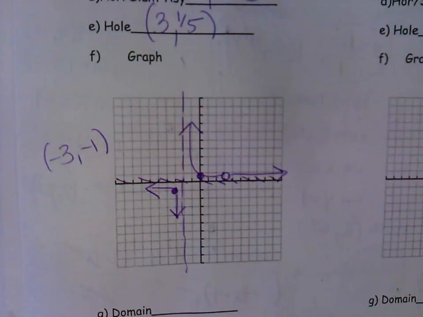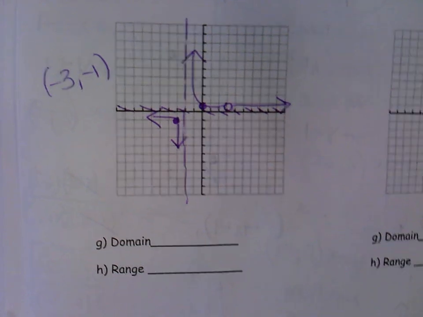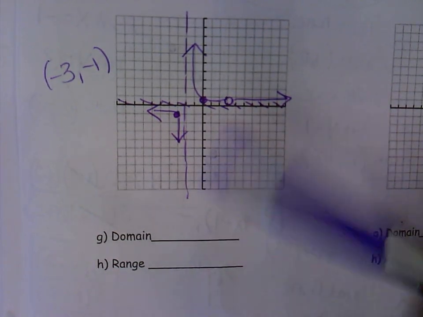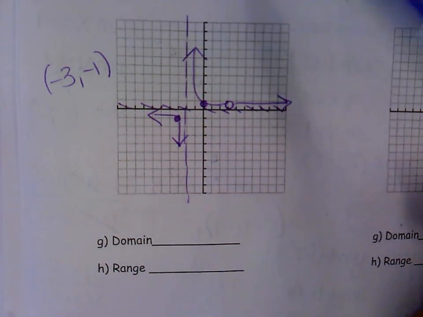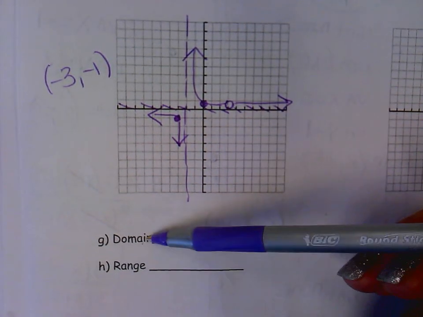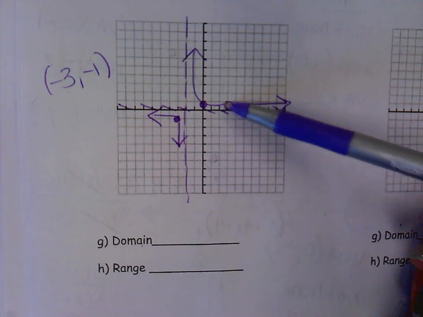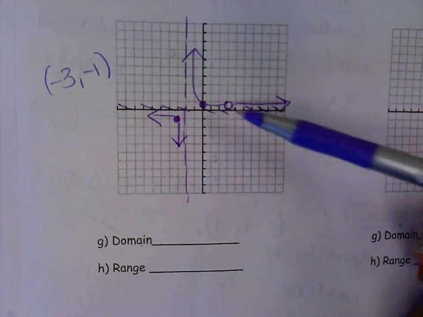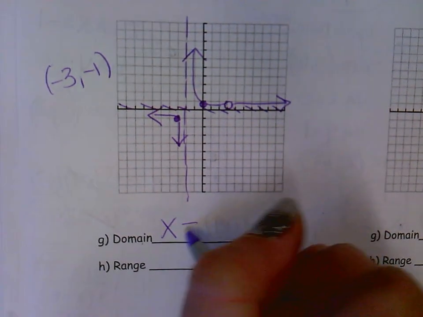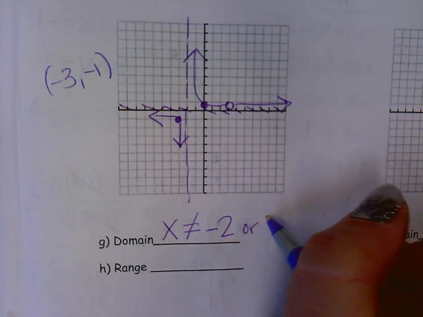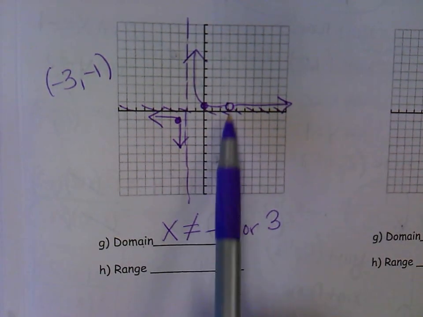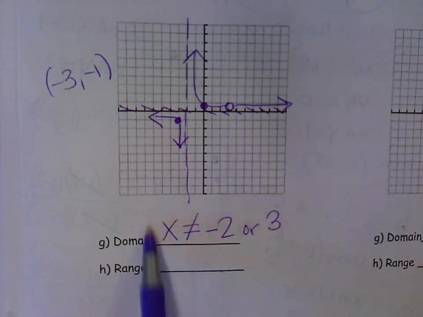This problem, I'm not going to ask you domain and range on your quiz on Friday, but I will ask you this on your test in another week. Domain is affected by both asymptotes and holes. So there are 2 values that x cannot be, -2 or +3. So the hole at 3 goes into your domain.